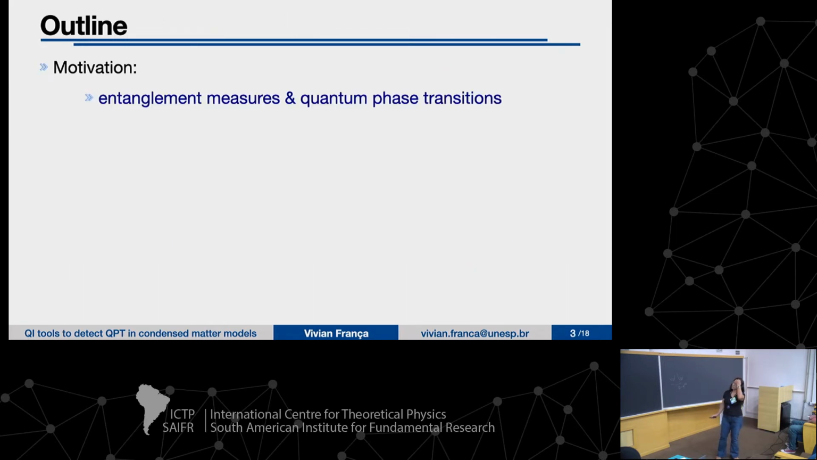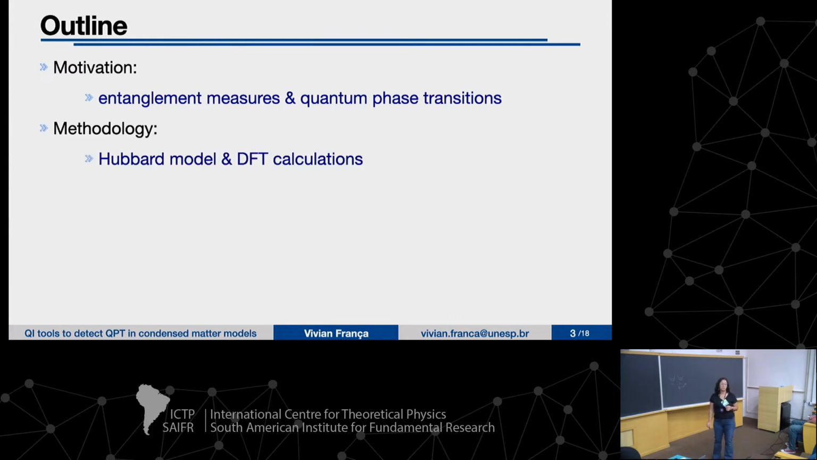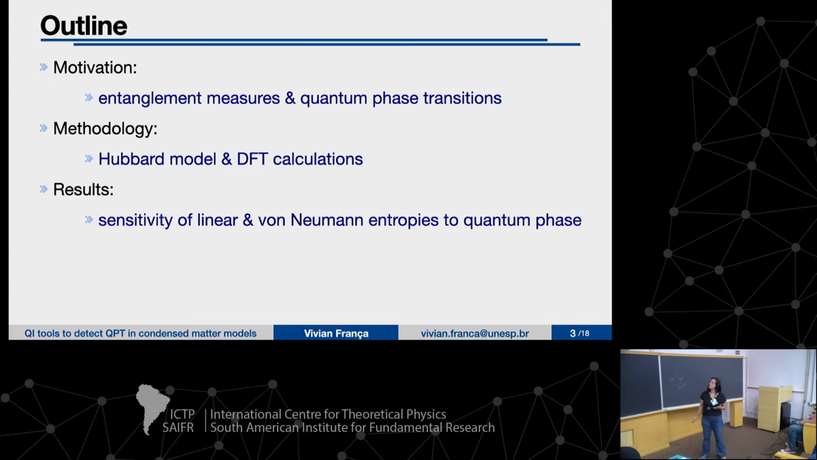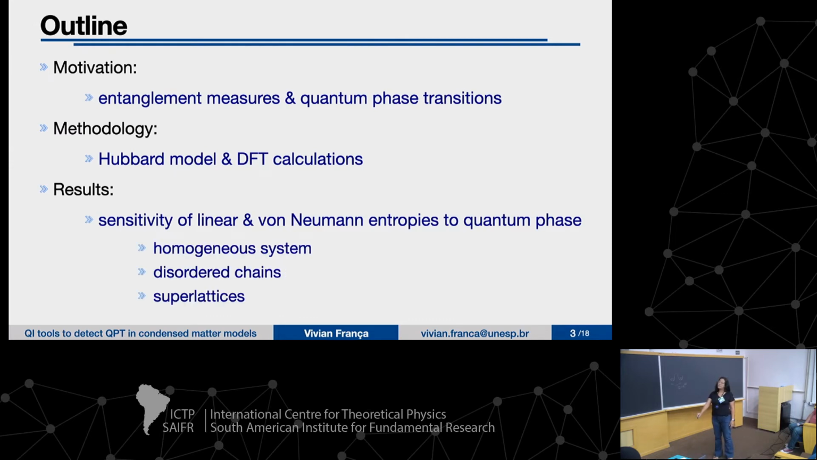So here's the outline of the talk. I will give you a brief motivation of entanglement and the connection with quantum phase transitions, then talk a little bit about the specific model we have been using and the DFT calculations, and then present the results where I intend to show how the linear entropy and the von Neumann entropy may quantify very different things, at least in these systems. And I will show this for homogeneous, disordered chains, and superlattice systems, okay?